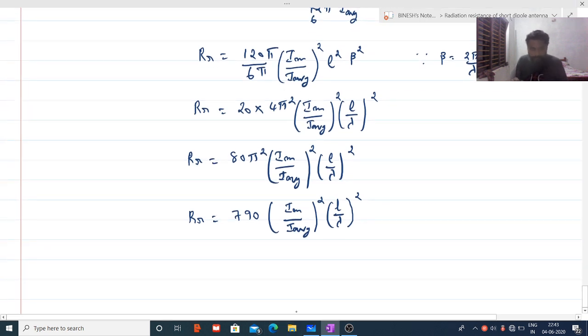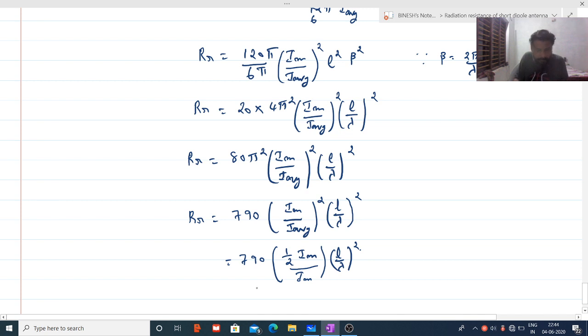That is for a half wave dipole antenna. I can write Im as 1 by 2 Im by I average. Sorry, one mistake here. What will I average in general I can write as Im only, Im into L by lambda the whole square.